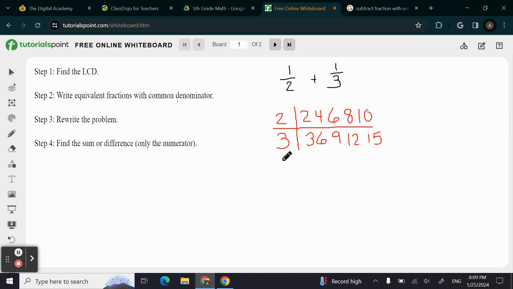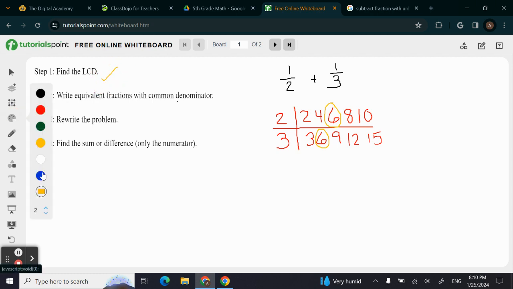Remember in class, at least go to 5 multiples. So 1 times 2, 2 times 2, 3 times 2, 4 times 2, and 5 times 2. So if we look through our multiples table that we made, we see that the LCD, or the least common denominator, is 6. So step 1 is complete.